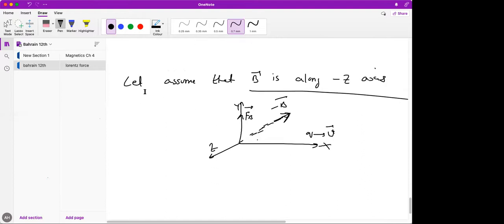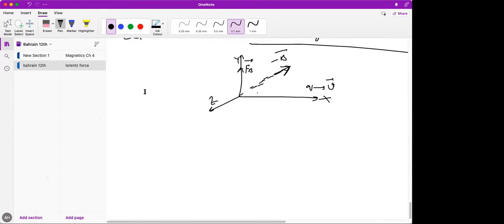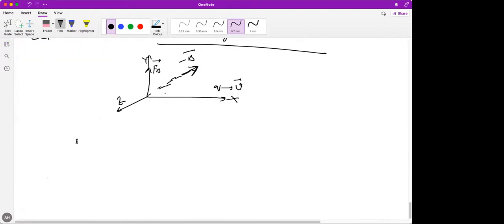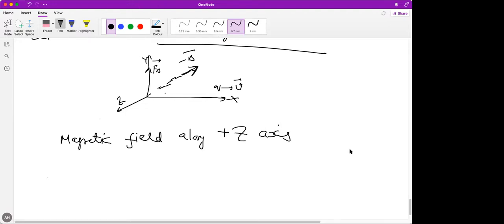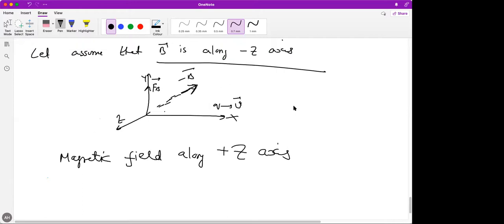Okay, Shahzada. So what is the final answer? The magnetic field is along the positive z-axis. So, Shahzada, why is the assumption that the magnetic field is along the negative z-axis wrong?